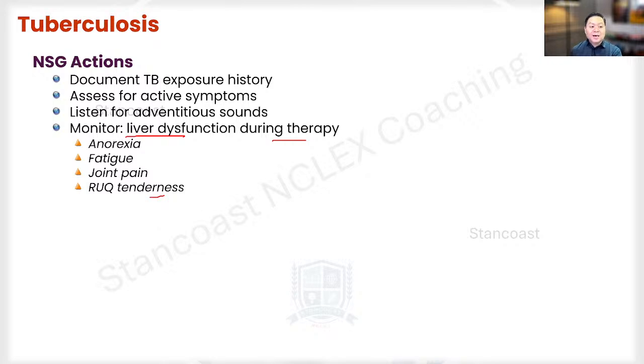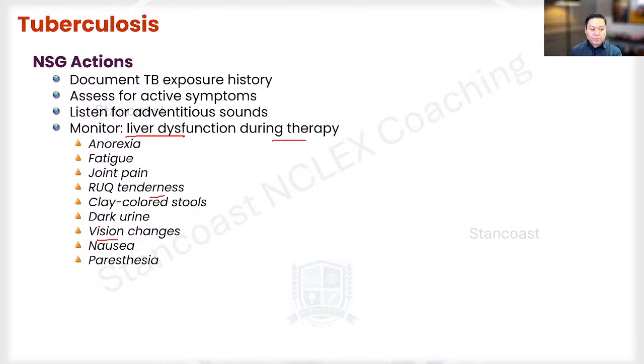There will be clay-colored stools and dark urine. This is the tea-colored urine that I mentioned earlier. There are also going to be vision changes, and there will be nausea. There will be rash because of the itching that they are having from the bile salts. And also, there will be persistent hand and foot paresthesia. And that is why we really want to make sure that our patient is being assessed carefully. This is not limited to the liver dysfunction, but also the other systems.